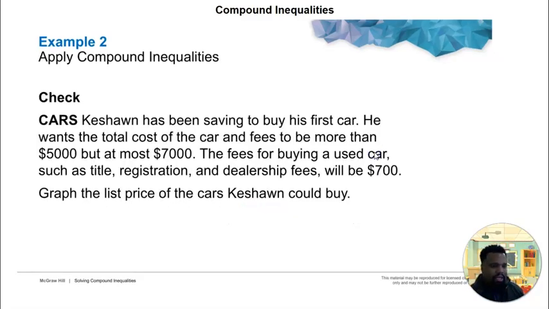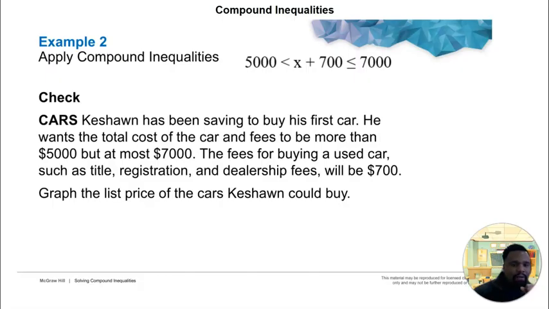Let's get some more applications here. Keyshawn has been saving to buy his first car. He wants the total cost of the car and fees to be more than $5,000, but at most $7,000. The fees will be $700. So let's set this up. Our cost plus $700 has to be greater than $5,000, but less than or equal to $7,000.